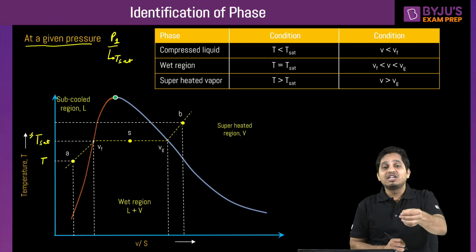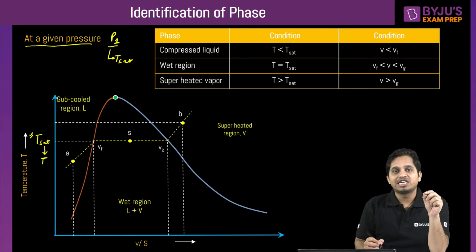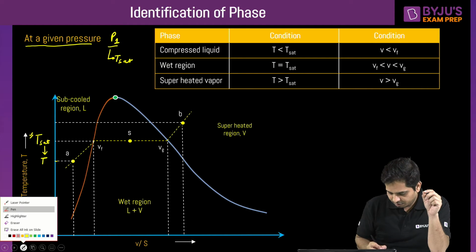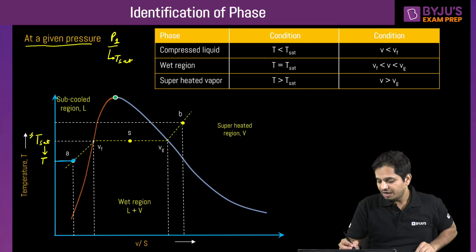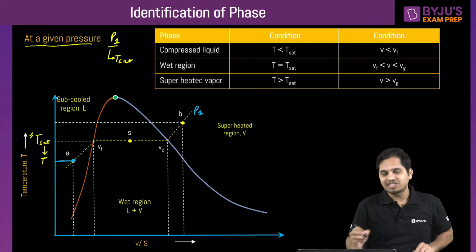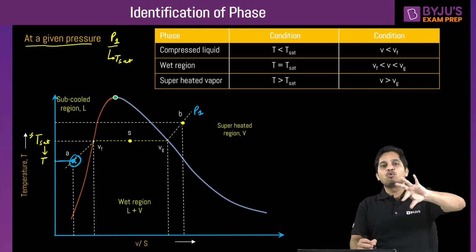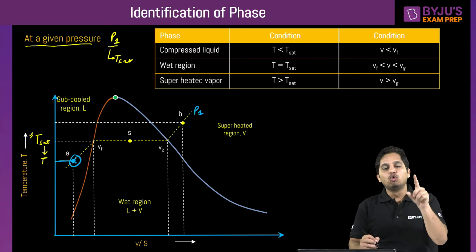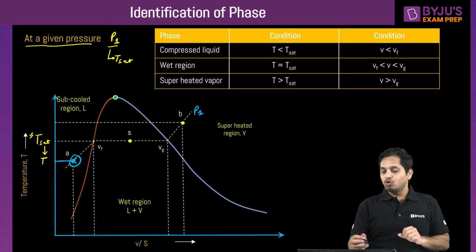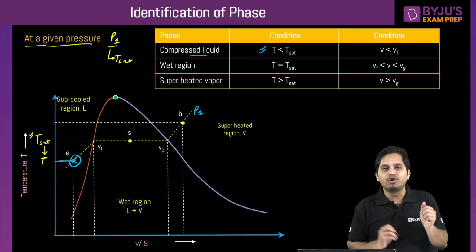Now, if the temperature is less than the T saturation, so what will you do? When you go on this curve, it will meet this isobar, this constant pressure line, at point A. Okay. So where is this intersection lying? It is in the subcooled region. So what is the state? It is liquid, subcooled liquid. So if the temperature is less than T saturation, the state is subcooled or compressed liquid.